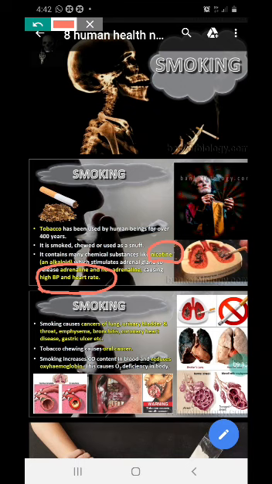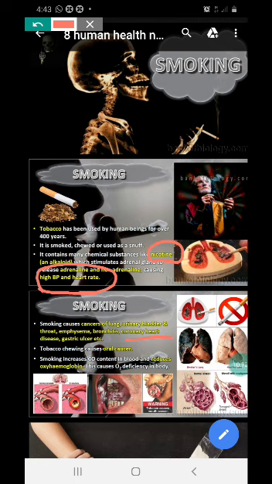And also it has other side effects like causing cancer of the lungs, cancer of the mouth, the respiratory tract, throat, emphysema, bronchitis, coronary heart disease, that is, it blocks the heart, and gastric ulcer, etc. Tobacco chewing also causes oral cancer. Oral cancer means cancer of the mouth.